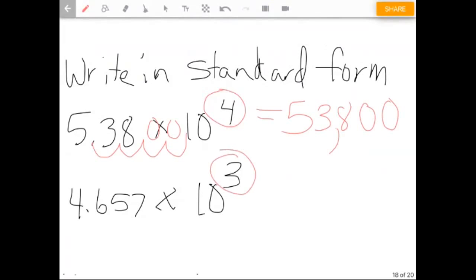Here we have the 3, so that means we're going to take the decimal and move it over 3. There are no zeros to fill in, so it's 4,657.